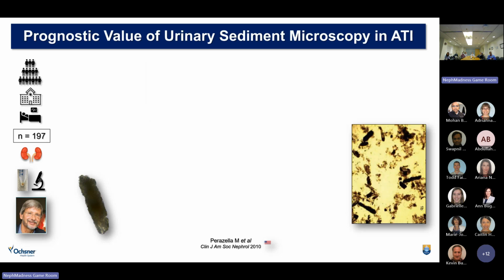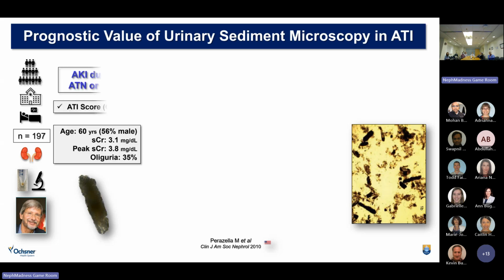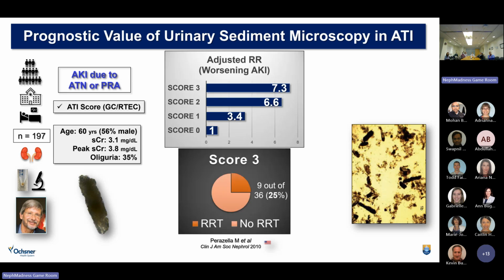And then shortly after, Mark also looked at the prognostic value. What about prognosis? Can we predict who's going to do worse? And similarly, this time the cohort was 197 patients, with similar baseline characteristics in terms of AKI or oliguria. Using the same score, they found that the risk for worsening AKI, which is moving from stage 2 to 3 or requiring dialysis, was higher with more abundant casts.